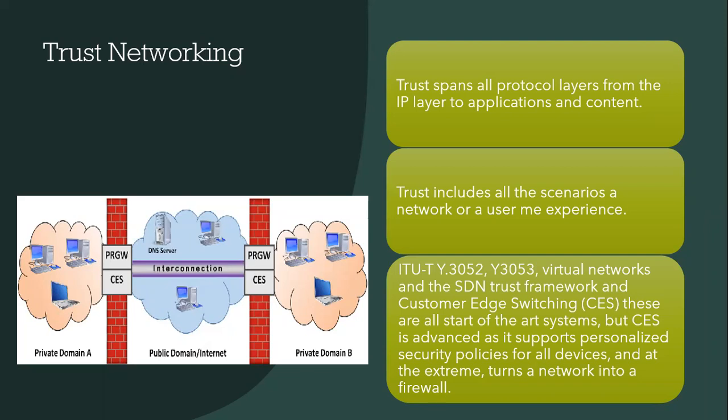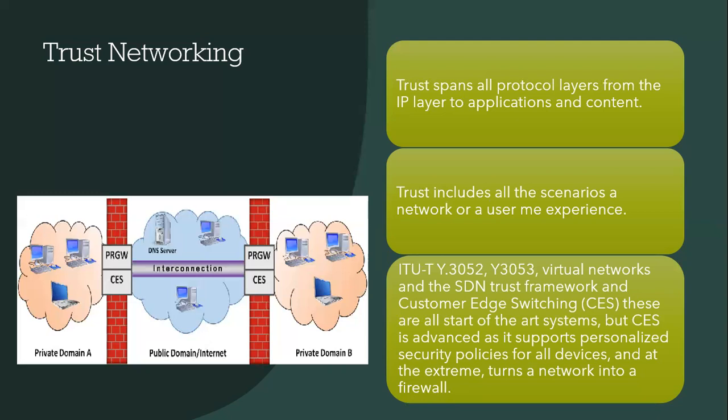So ITU Y.3052 and Y.3053 virtual network, and the SDN trust framework, software defined network trust framework, and the customer edge switching. These are all state of the art systems, but CES is advanced, and it supports personalized security policies for all devices, and at the extreme turns the network into a firewall. So here, the customer edge switching is state of the art, and more advanced than the previous ones. It can provide personalized security policies and turn a network into a firewall.